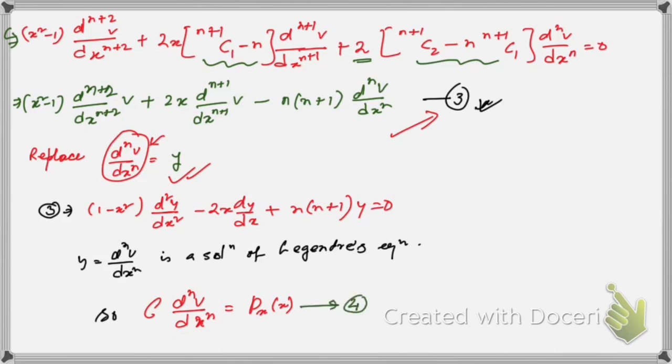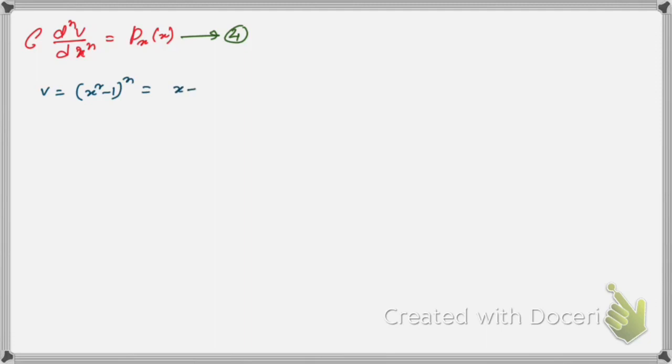So let's move on to the next slide. I'm going to show there what I'm going to do here. So let me just copy this one. So here you see, the last step we have done this. So now you see that we had considered v is equal to x square minus 1 whole to the power n, which can be written as x plus 1 into x minus 1 whole to the power n, right? Or you can write here and here also.